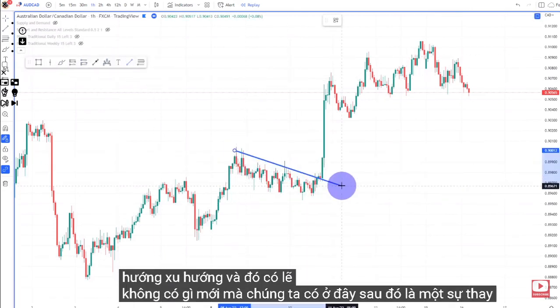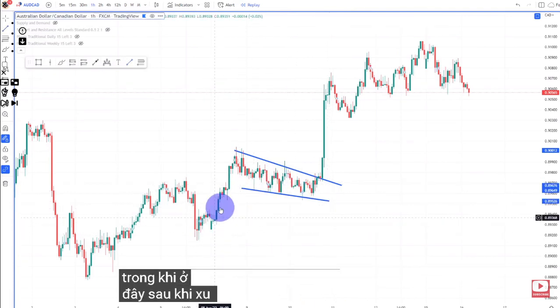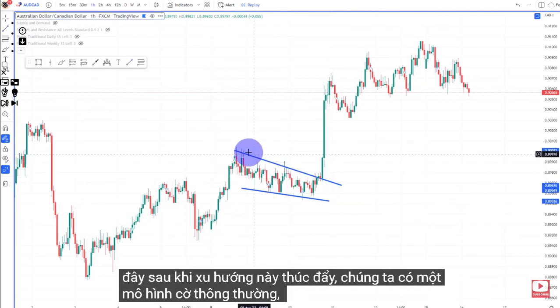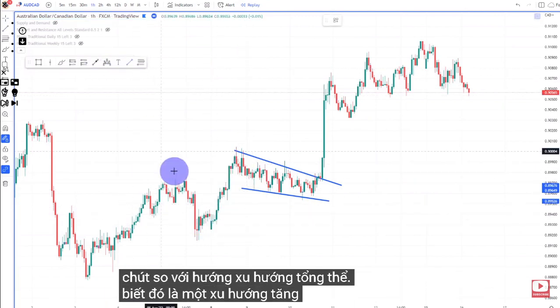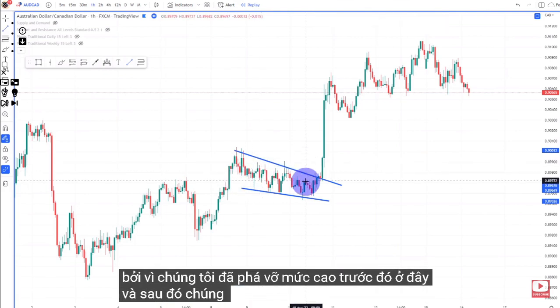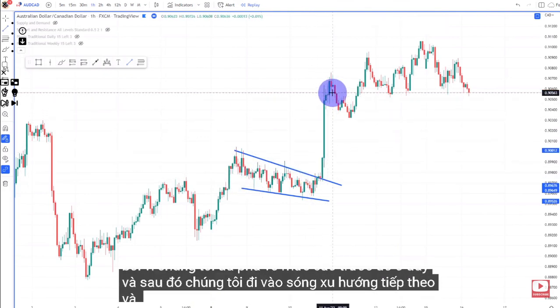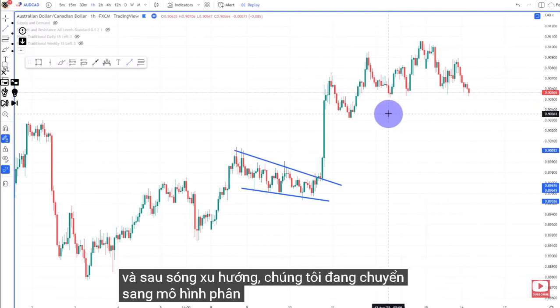We have here then a change though, and the change is very important. Here, after this trend push, we have a regular flag pattern. The market moves lower a little bit against the overall trend direction. How do we know it's an uptrend? Because we broke a previous high here. And then we go into the next trend wave. And after the trend wave, we are moving into a distribution pattern.